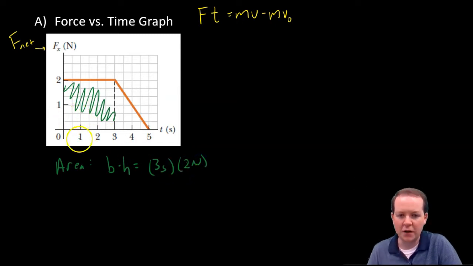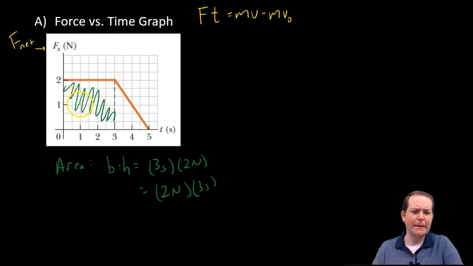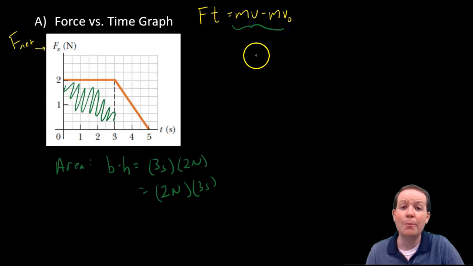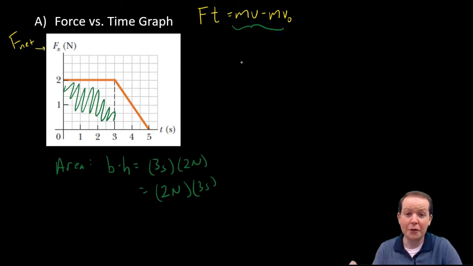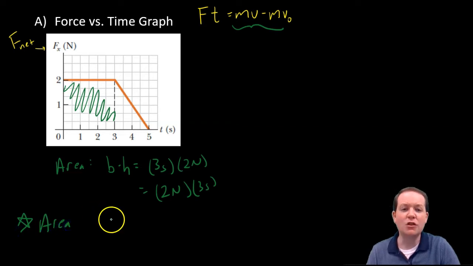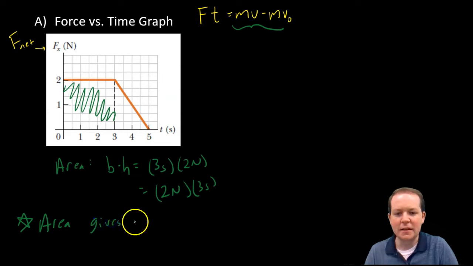Oh, okay, so I have force and I have time being multiplied, right? I could just rearrange this real quick. I have the 2 newtons there and the 3 seconds right here. So I have a force being multiplied by a time. Well, wait a minute. From this equation, what is the force multiplied by a time? It's the change in an object's momentum. Oh my gosh, we have another important graph, a force versus time graph, the area under the curve. It gives you the object's change in momentum. Area gives you the object's change in momentum.